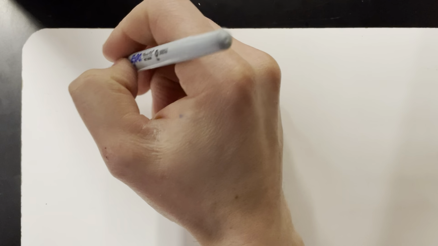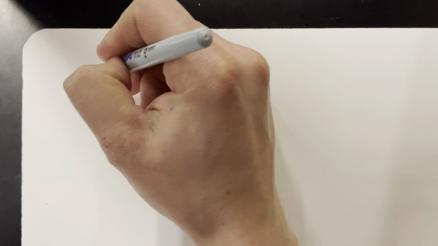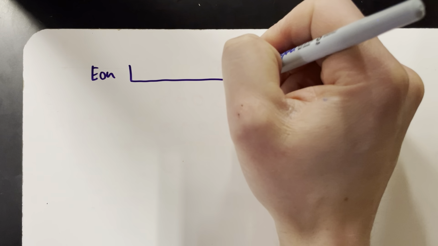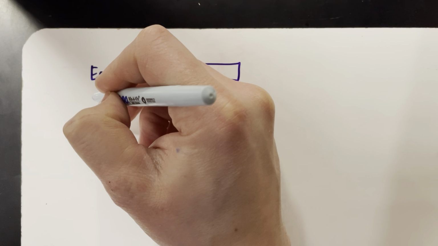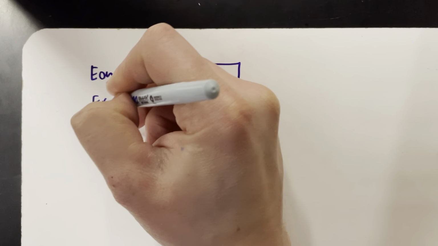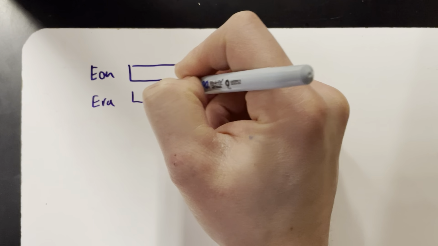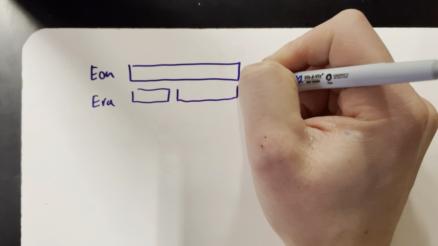Okay, let's see. We got eons, eras, periods, and then the next one is, yeah, epochs. All right. We didn't get the periods. All right. The point is, eons are long periods of time. Eras are slightly shorter periods of time.